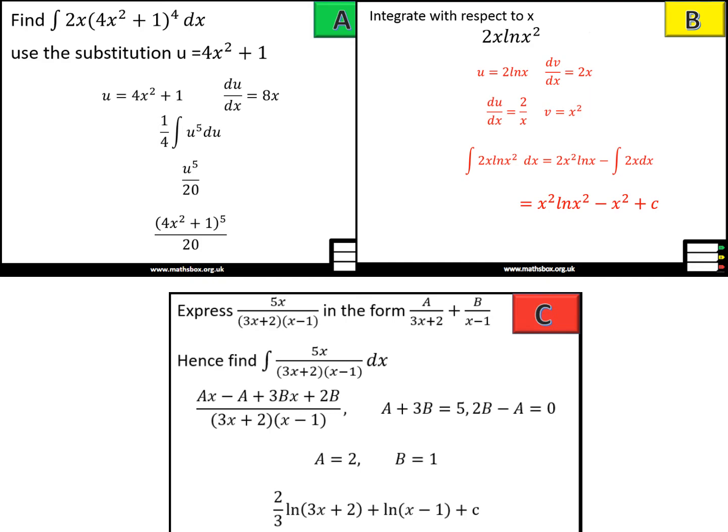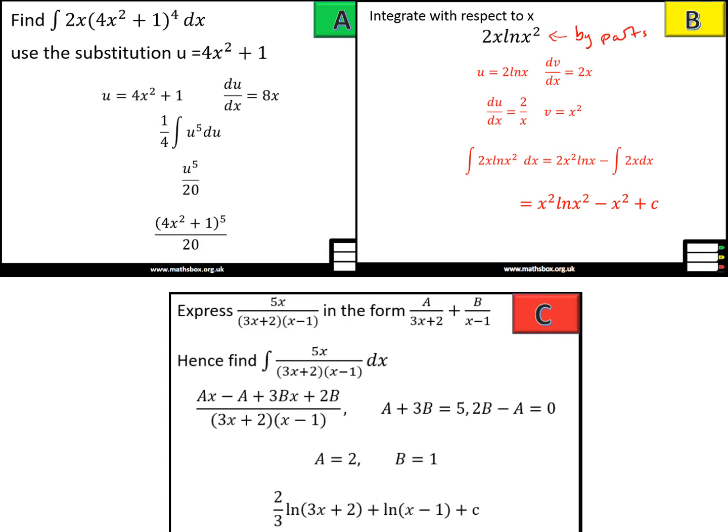This one, spotting what to do in the first place is probably the difficult bit. As you can see, it's a product of two things. Okay, product meaning multiplied. So when you've got a product like this, you need to use integration by parts.